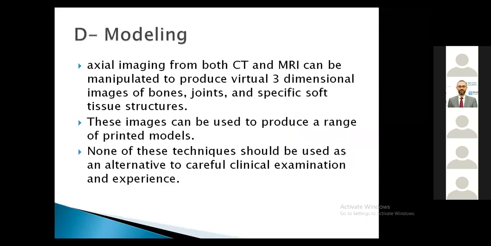Modeling. Axial imaging from CT and MRI can be manipulated to produce a virtual 3-dimensional image of bone, joints, and specific soft tissue structures. This image can be used to produce a range of printed models. None of these techniques should be used as an alternative to careful examination and experience. Here in Egypt, some of the radiographic centers now take CT of fractures and make a plastic model for the surgeon to do examination and planning.